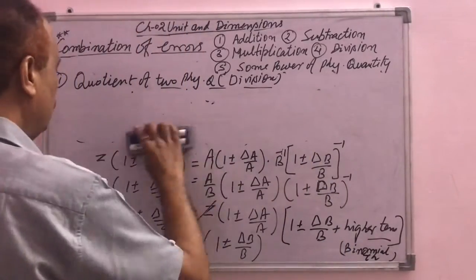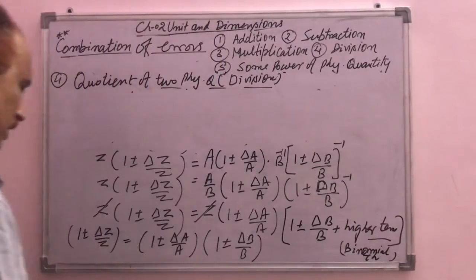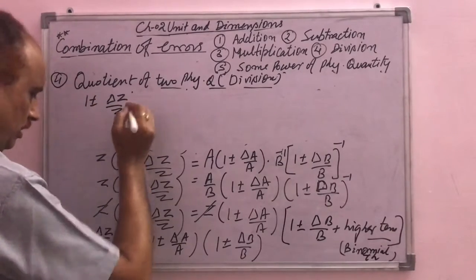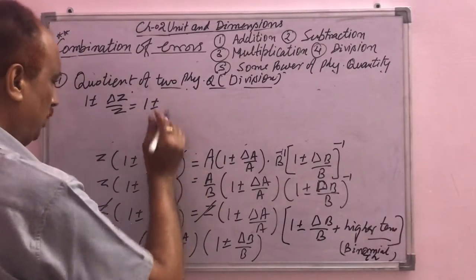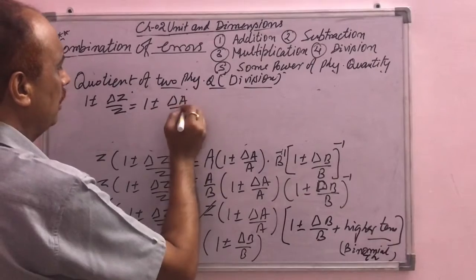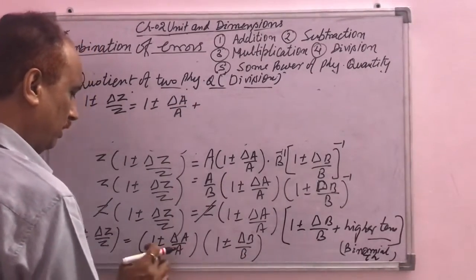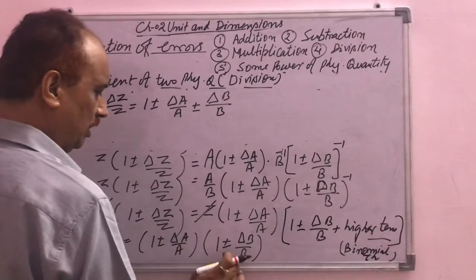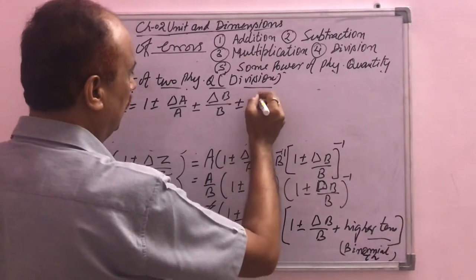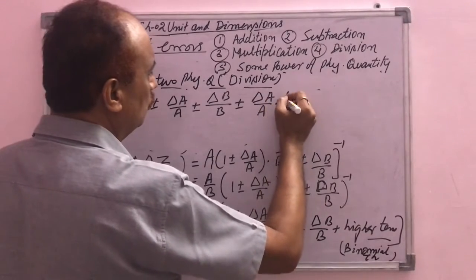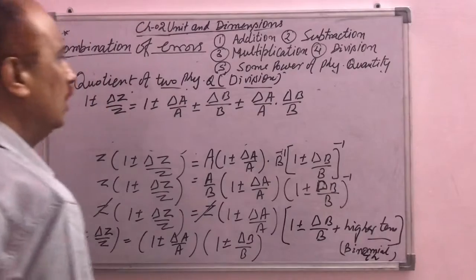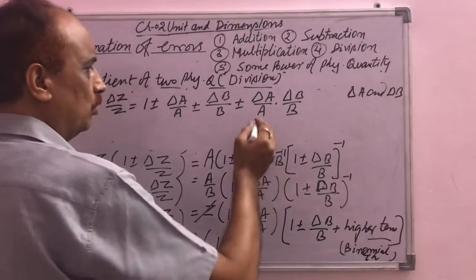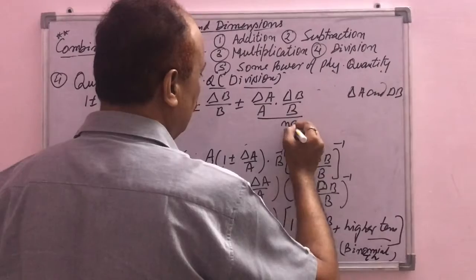When we multiply these brackets together, we get the result like this: 1 plus minus delta Z upon Z is equal to 1 multiplied by 1, that is 1, plus minus delta A upon A, which is this multiplied by 1, and next this multiplied by 1, so delta B upon plus minus B, and delta A multiplied by the last term delta B. So we get plus minus delta A upon A into delta B upon B. Again, delta A and delta B are very small, so their ratio is very small, therefore this term is neglected.